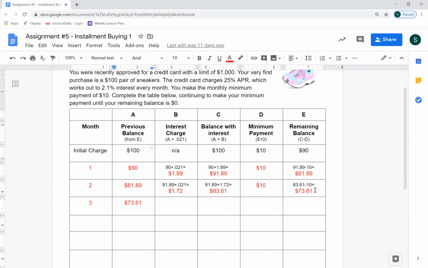Okay. I apologize that I can't share my screen with both this document and the calculator at the same time. So I'm just going to be talking through what we should be punching in the calculator from now on for the rest of this.